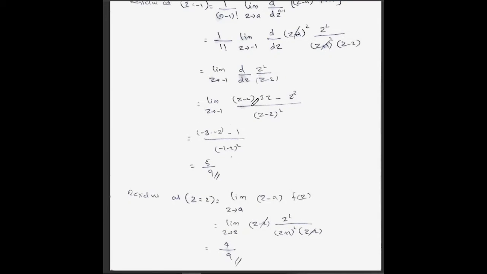It will become (z minus 2) into 2z minus z square, by (z minus 2) whole square. Applying the limit, it is minus 3 into minus 2 minus 1 whole square, 1 minus 1 by (minus 1 minus 2) whole square, which is 5 by 9.